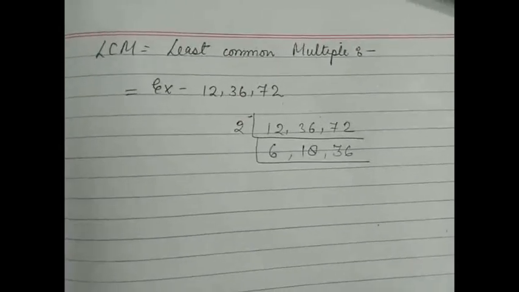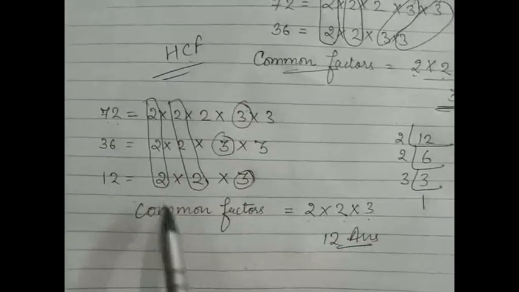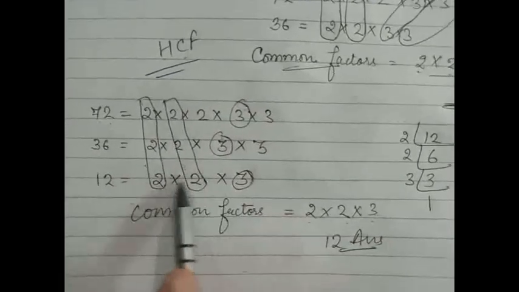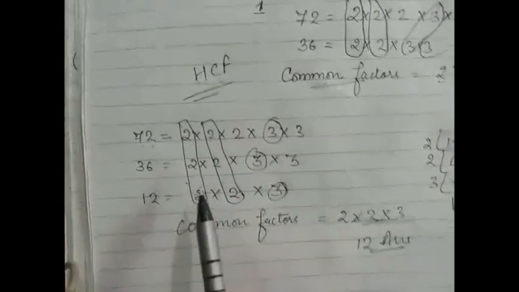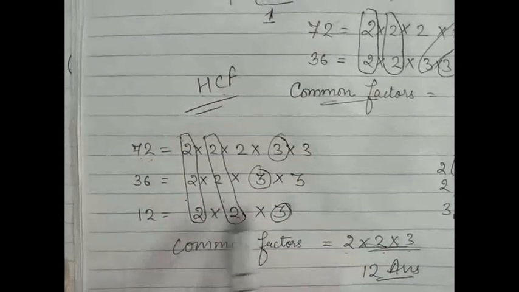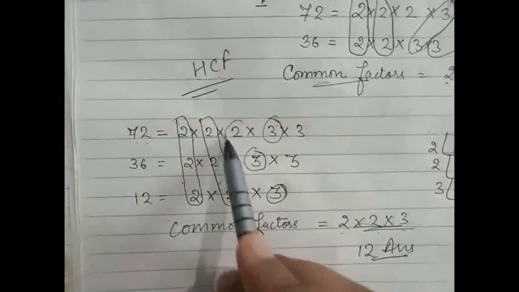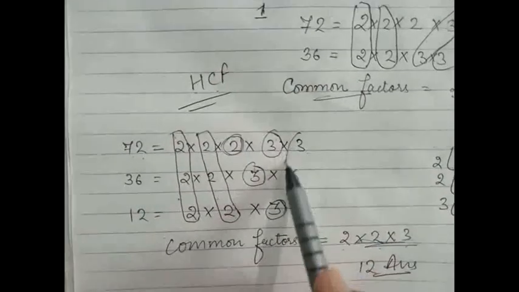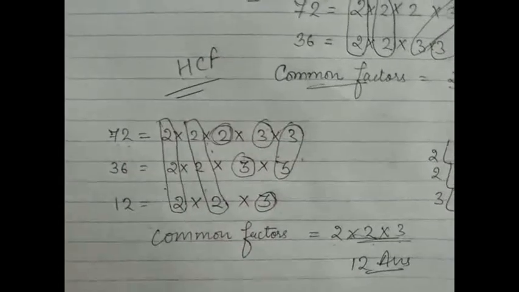Basically in LCM we will write all the factors. Here in the condition of HCF, we are taking only the common factors. But in LCM, all the factors will be included. Here you can see that we have left this 2 and this 3 also. These will also be included in the LCM.